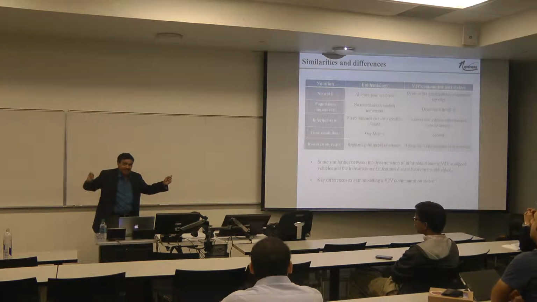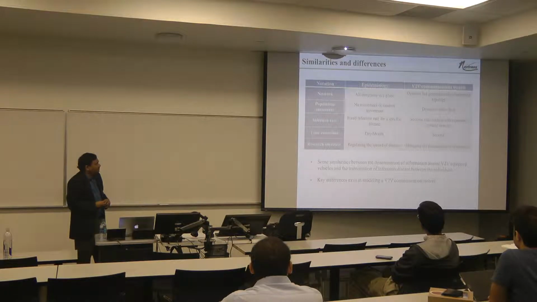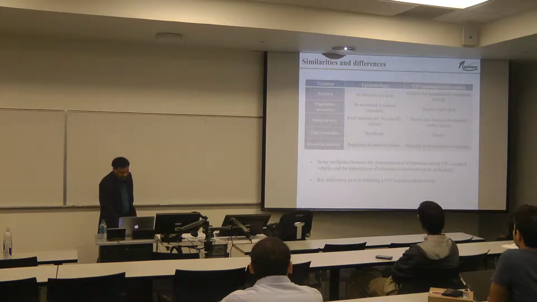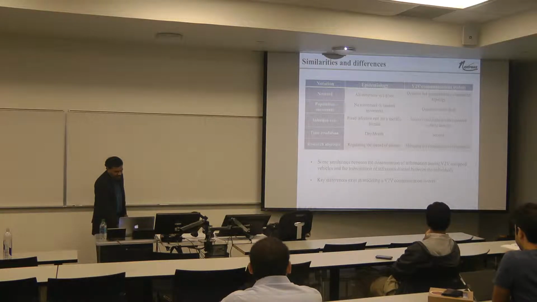In this context, we have traffic flow that necessarily relates to how the information flows. Similarly, for infection rate, there's a fixed infection rate for different diseases. In our context, the rate at which information propagates can change with vehicle density. And in terms of time resolution, typically they are not used in the order of seconds. The objective for us is to manage propagation of information.